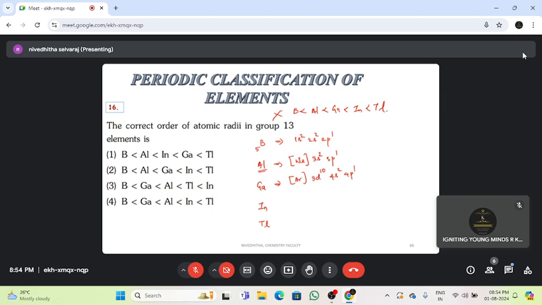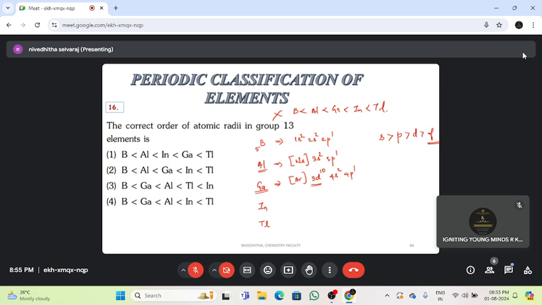Usually, as we move down the group, effective nuclear charge decreases, and the size of the atom should be more, right? But as far as gallium is concerned, here we have inner electrons as d electrons. Inner electrons are supposed to shield the nucleus. Usually, s electrons shield the nucleus very perfectly, but p electrons will not shield to that extent. D electrons will not shield to that extent, and f electrons will shield the nucleus very poorly.